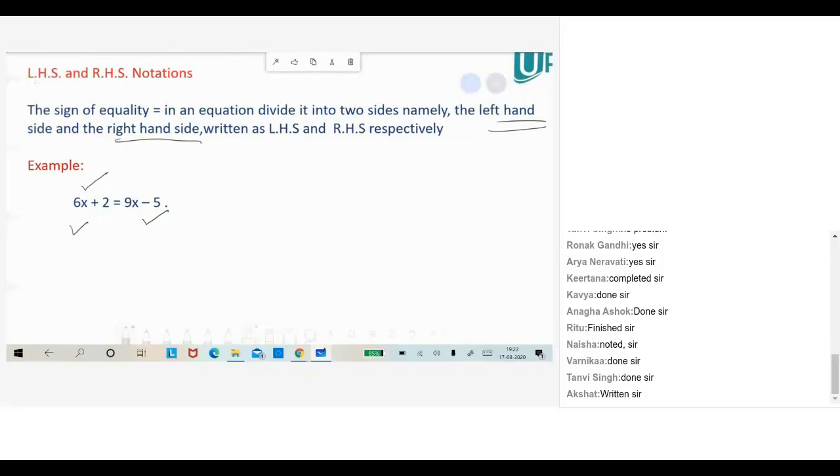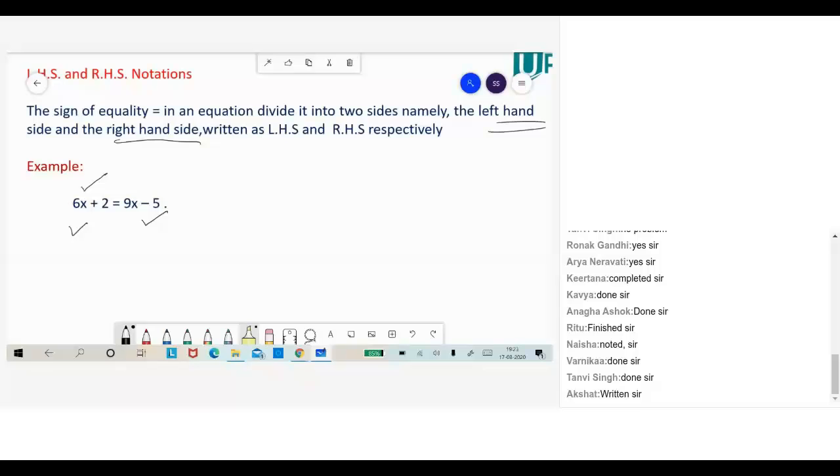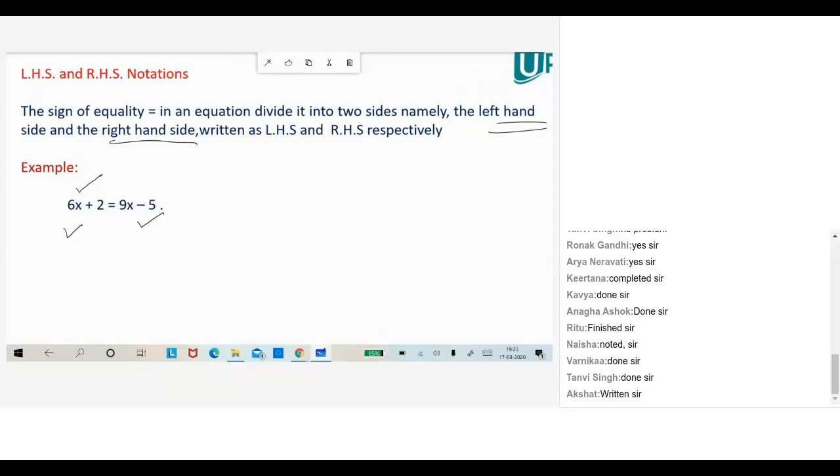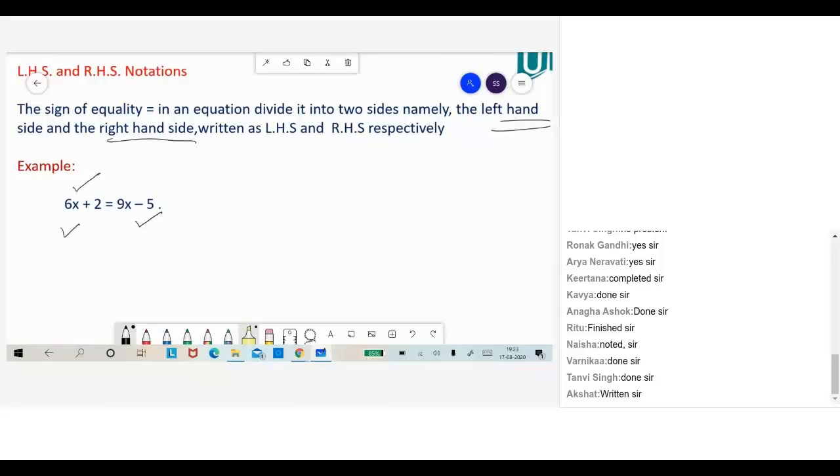I want everyone to write this also. What are the LHS and RHS notations? You should understand, in any equation, LHS means the left hand side expression, and RHS means the right hand side expression. So the sign of equality in an equation divides it into two sides, namely the left hand side and the right hand side, written as LHS and RHS respectively. Please take this.